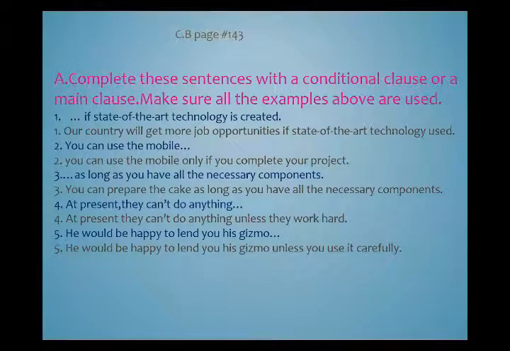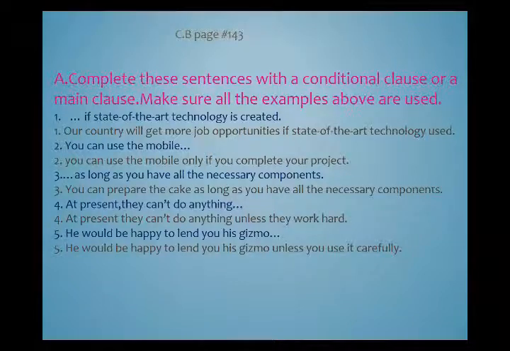So we are having here an example from the course book, exercise E of grammar. The question is: complete these sentences with a conditional clause or a main clause. Make sure all the examples above are used. Number one, if the state of the art technology is created, our country will get more job opportunities. It means that we are having here a conditional clause.